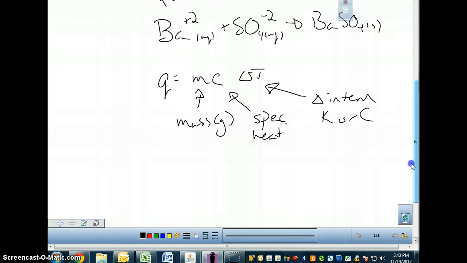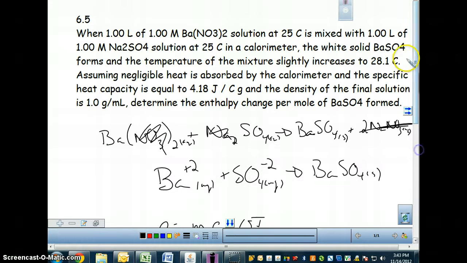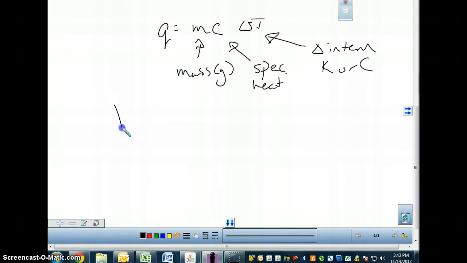So, mass. I'm not given any masses. However, I am given 2 volumes. It seems rather simple to assume that when I add 2 volumes together, 1 liter and 1 liter, I will get double the volume. I will get 2 liters, and that turns out to be the case. So our total volume equals 2.00 liters.